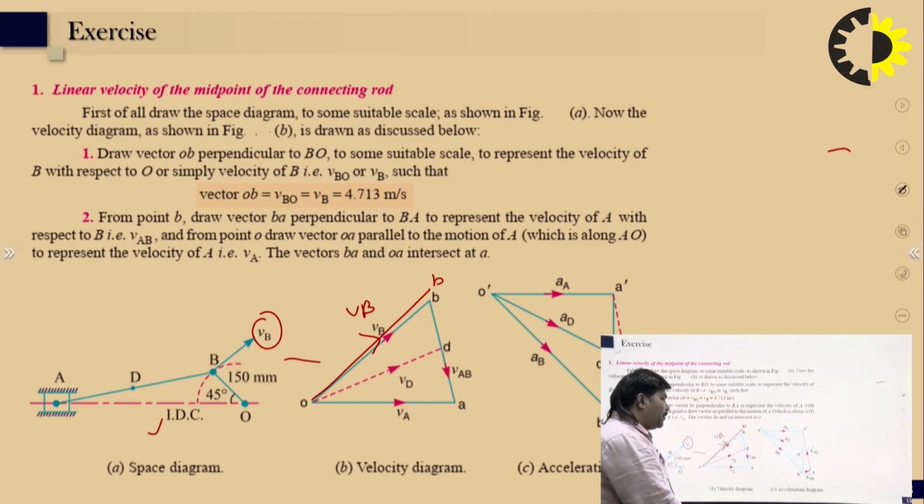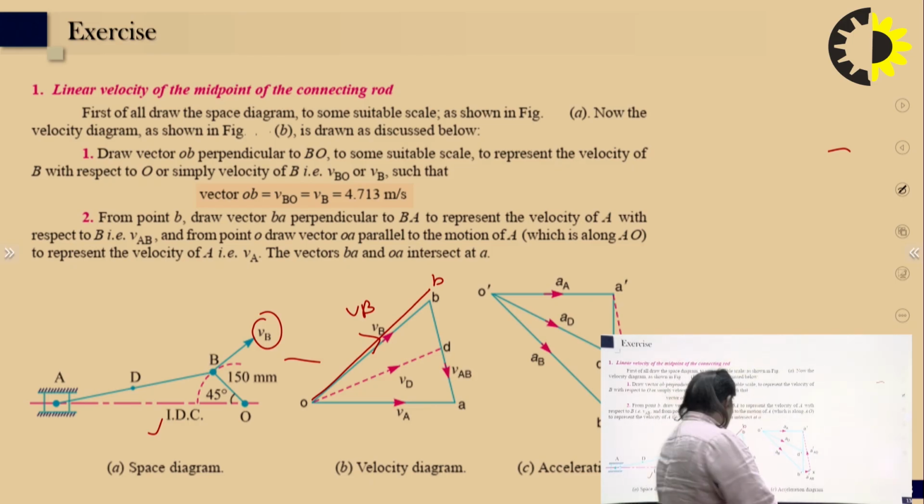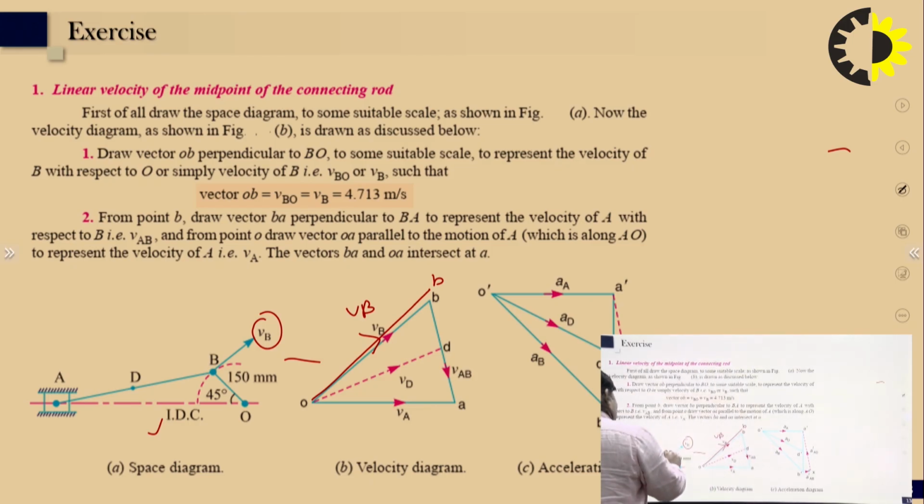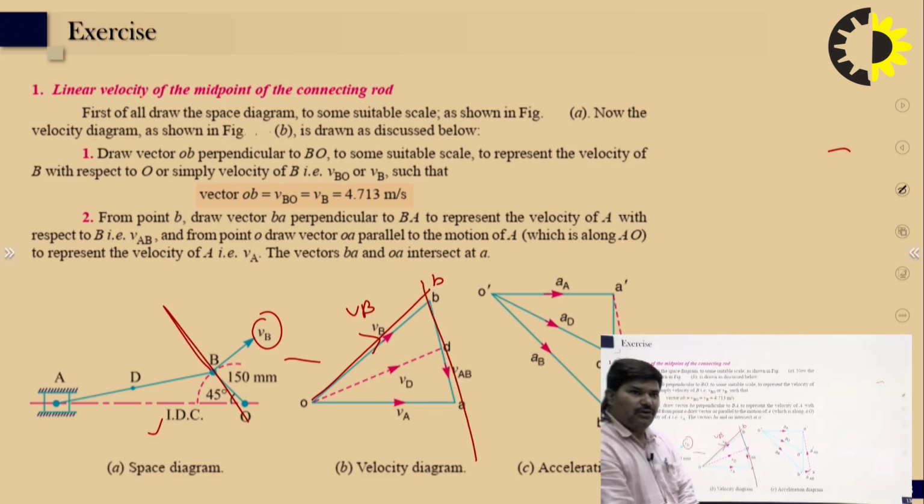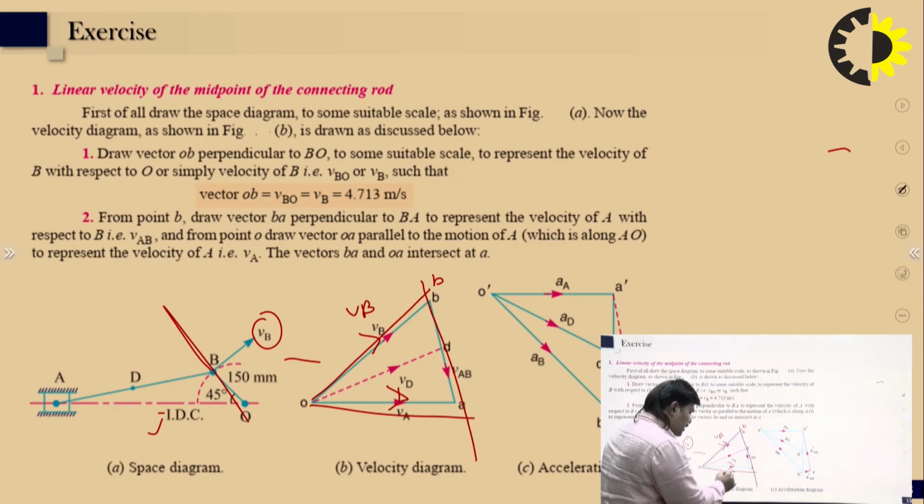After that, B to A. So we can draw the perpendicular to this link, B to A. So that is the perpendicular velocity of B with respect to A, and the slider moves along this. So A to O. A moves to this cut point at some point, O, A. So this is known as velocity of A. This is known as velocity of A with respect to B, right?